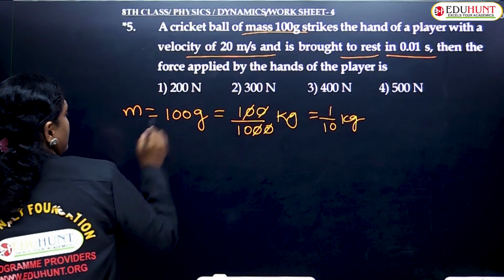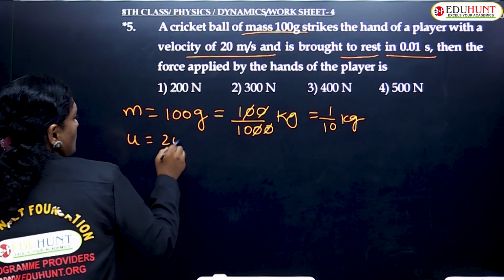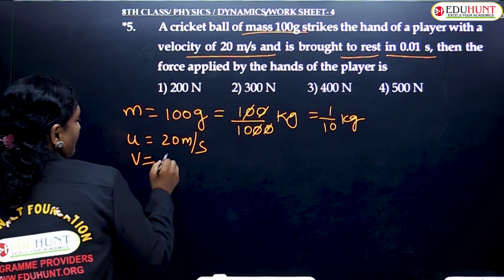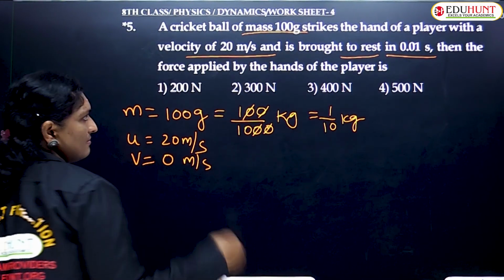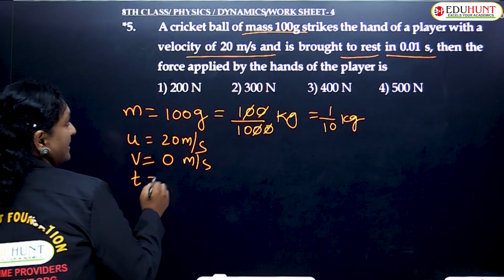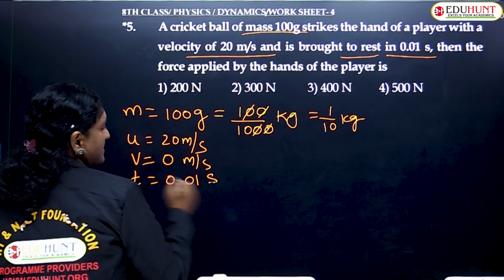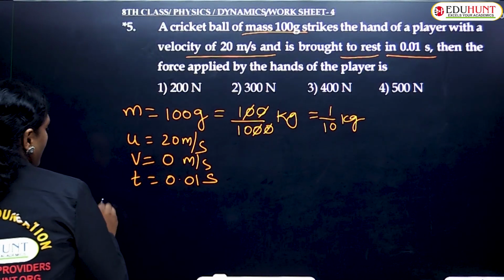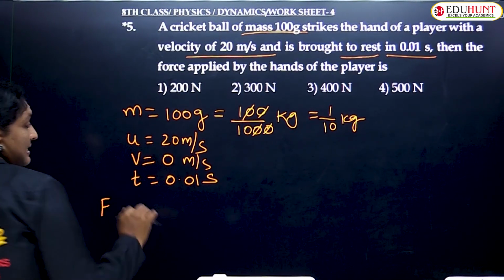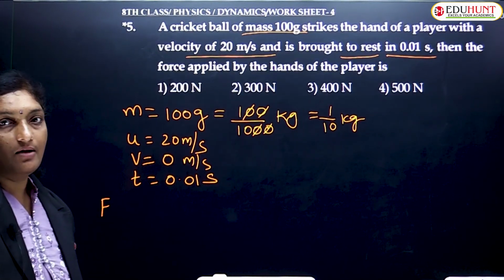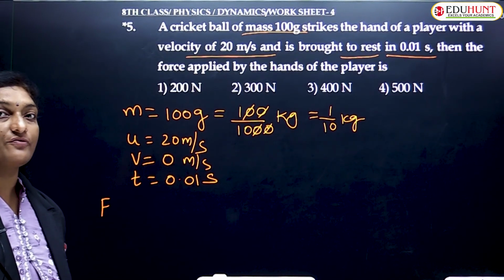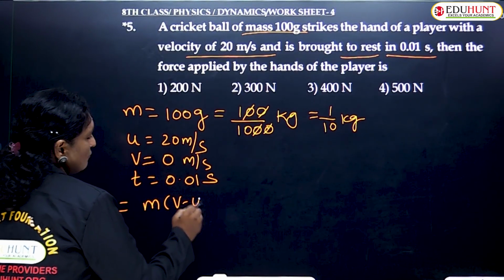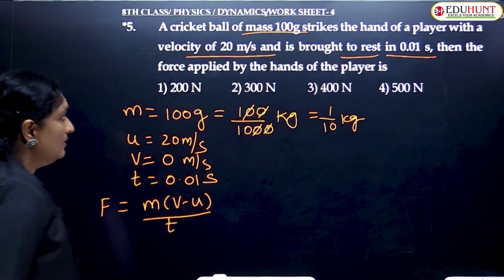Also, initial velocity, how much? u is equal to 20 meter per second. Finally brought to rest, so final velocity is 0 meter per second. Time was also given, t equals 0.01 seconds. Hence, the force applied by the hand of the player is. We know the formula, v known, u known, t known. Second method of Newton's second law: force is directly proportional to the rate of change of momentum. Formula-wise, what you write: F is equal to m into (v minus u) by t.